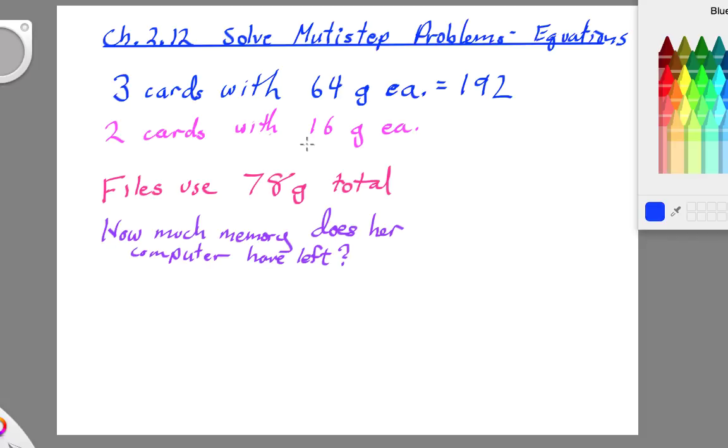Okay, 2 cards with 16 gigabytes, that's our second step. We have to solve that. We want to find out what's the total there. Well, it looks similar. We've got 2 cards instead of 3. And there's 16 gig on each card. And so there's some total that we don't know. That's called n. And to find it out, we have to do 16 times 2, because there's only 2 this time.